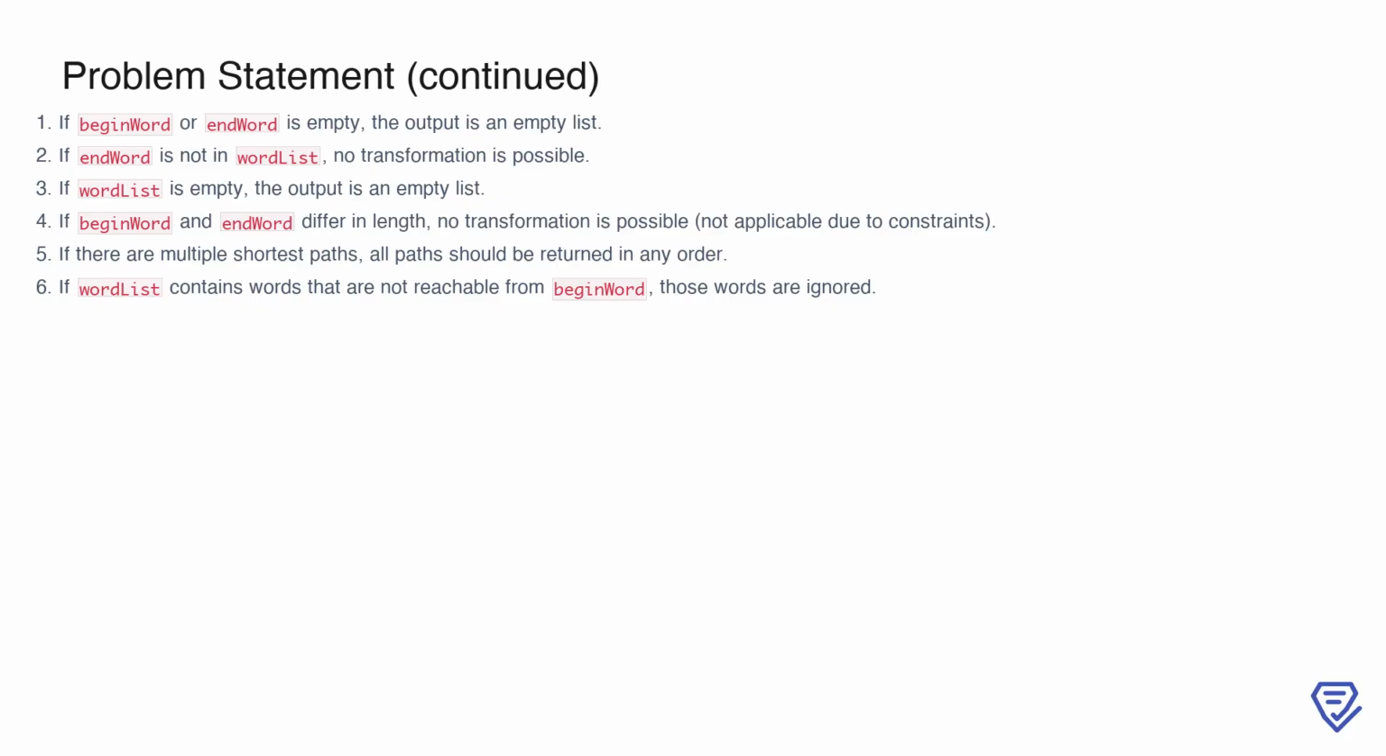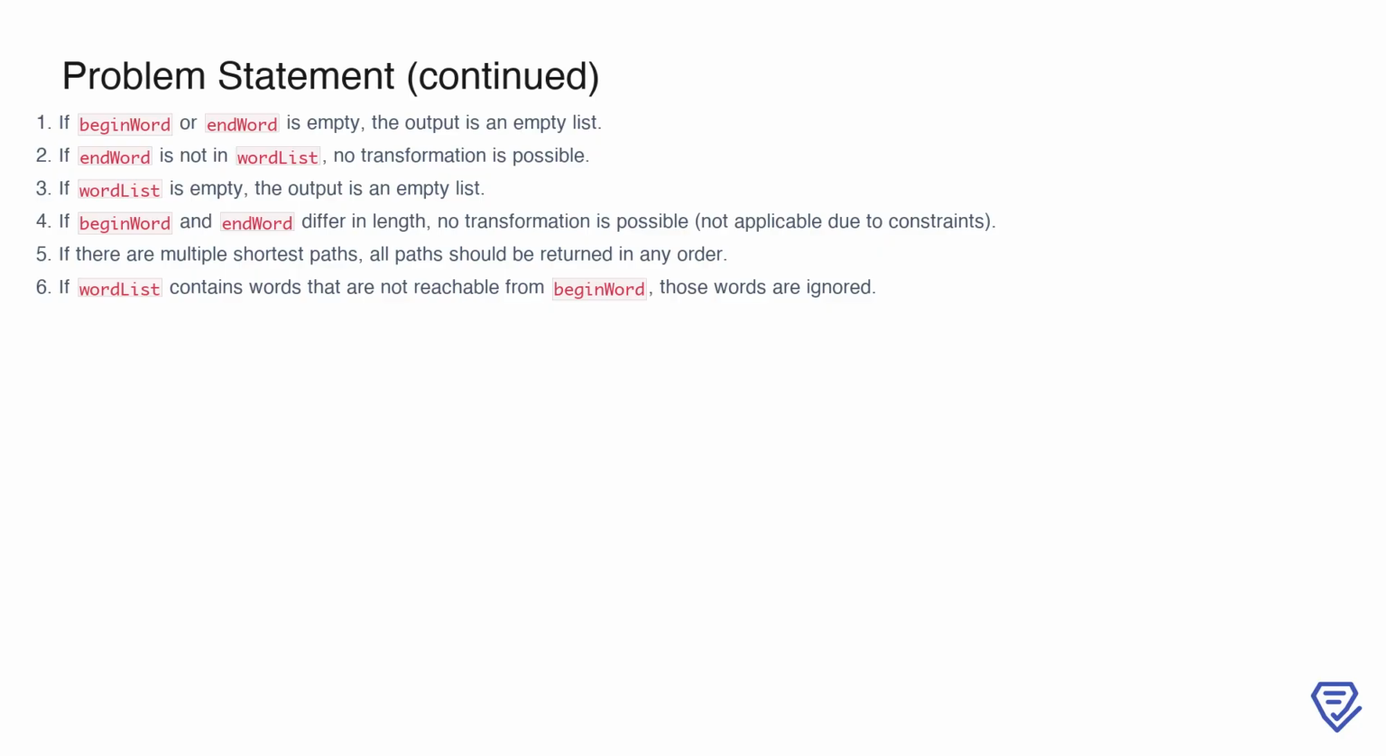Finally, let's address some edge cases you may encounter. If either beginWord or endWord is empty, the result should be an empty list. Similarly, if the endWord is not present in the wordList, no transformation is possible. If the wordList itself is empty, the output will also be an empty list.